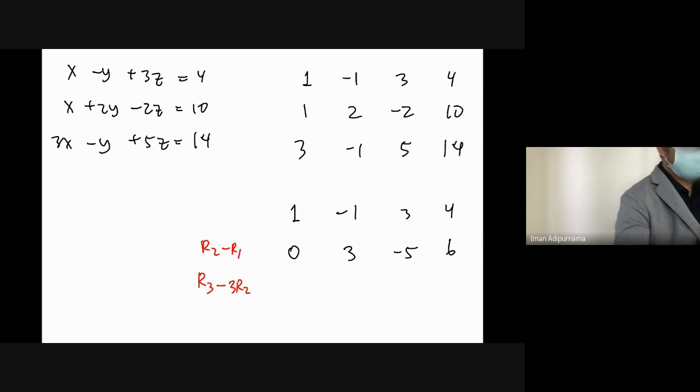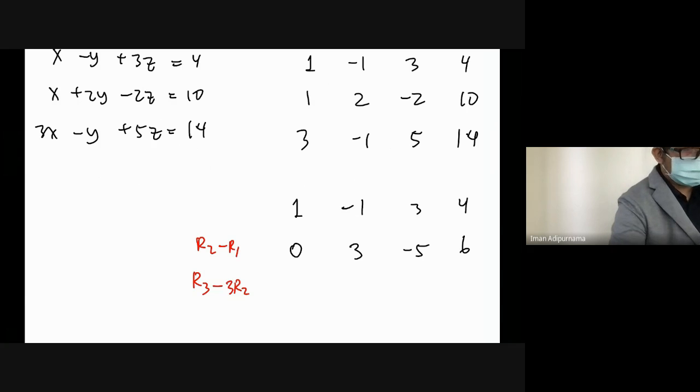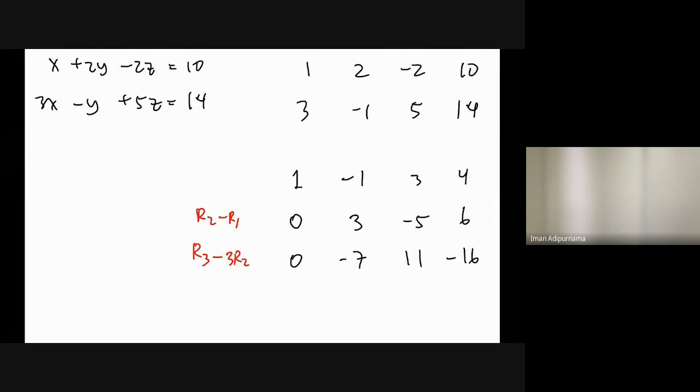Okay, so 3 minus 3 is 0, minus 1 minus 6 it's minus 7, 5 minus 6. Okay, so it will be 11, and then 14 minus 30, it will be minus 16. Okay, notice that now I have 0, 0 in this part, right?